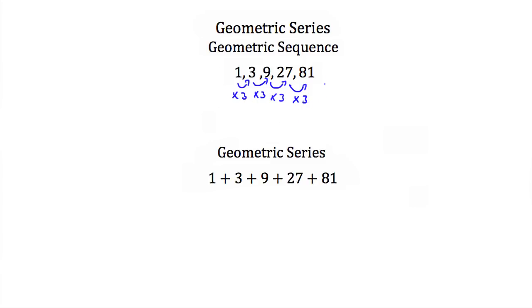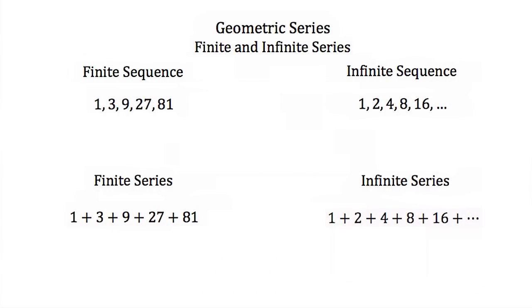If these multiples between each term is the same, in this case 3, then this is a geometric sequence. Now if you take all these same terms and you add them together, then you take your geometric sequence and you make it a geometric series. A geometric series is just a geometric sequence where all the terms are added together. Now there are two different types of geometric series. There are finite and infinite geometric series.